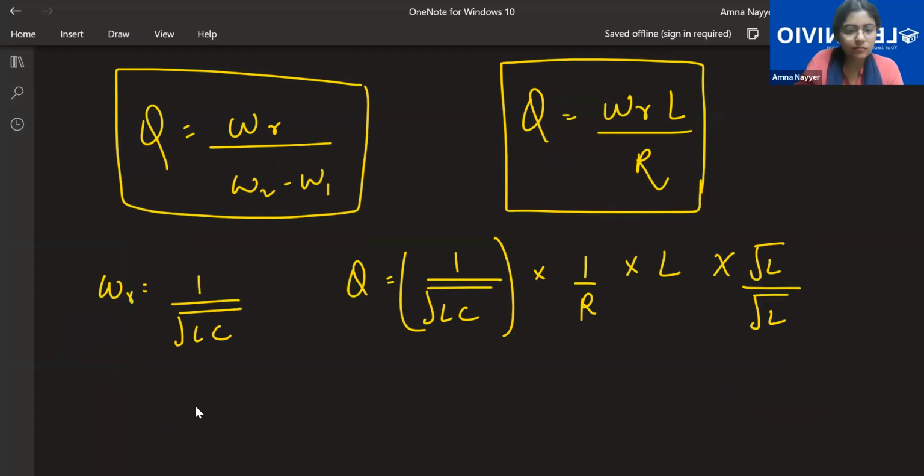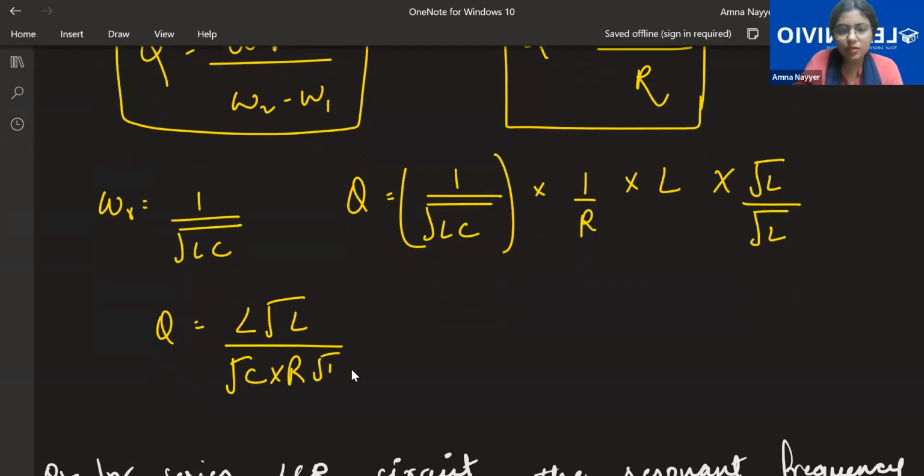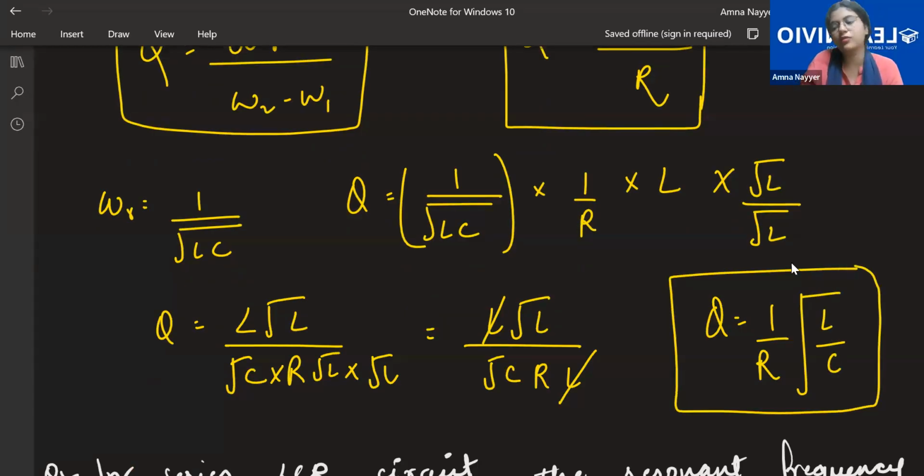Now look, here if I take this above part, this is L, this is into root L divided by root C into R. Now look, what is root L into root L? L. So L root L divided by root C into R into L. L and L will be cancelled. So quality factor is equal to 1 by R under root L by C. This is the whole big derivation of the quality factor. Got it?